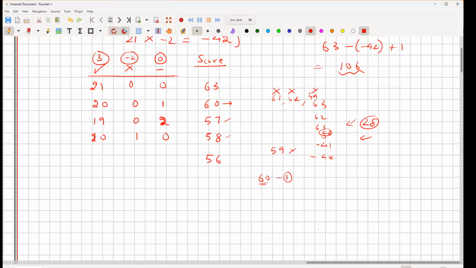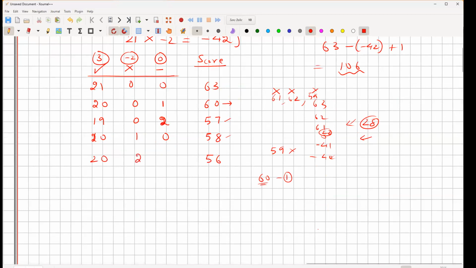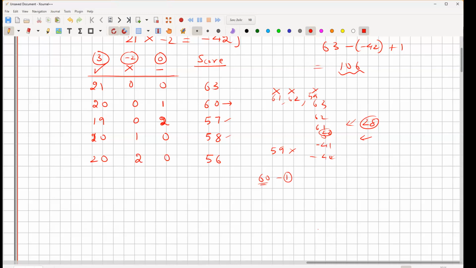Is 56 possible or not? So I must have some subtractions. I can get 20 right, which is 60, and I can get 2 wrong, which will put me down to 56. And then obviously any multiple of 3, if I have to get 54, I'll just get 18 here and put 0 here. So any multiple of 3, no problem.